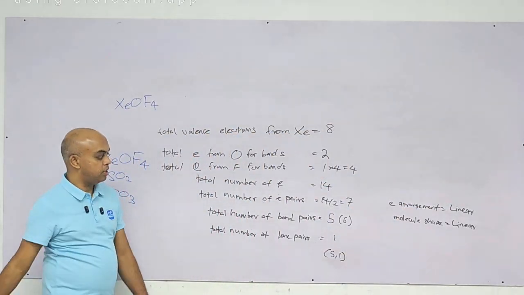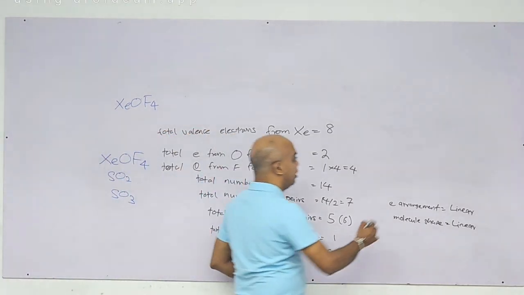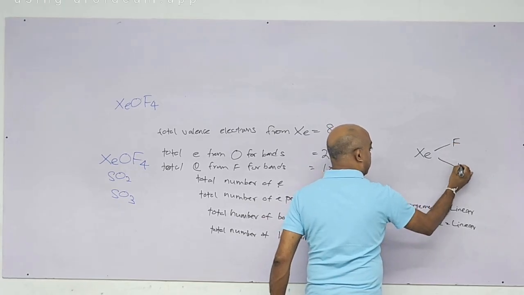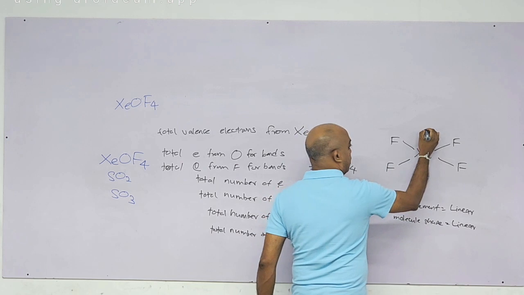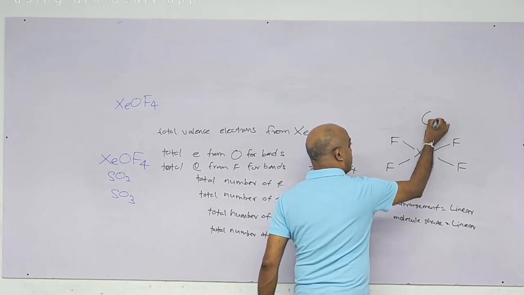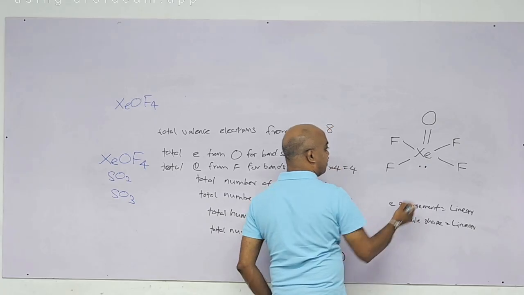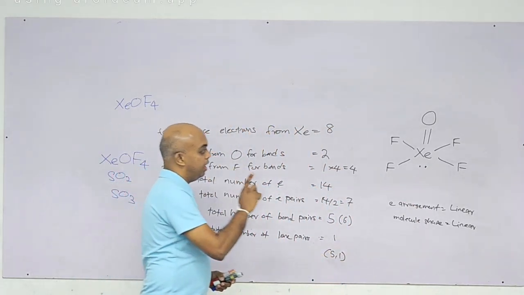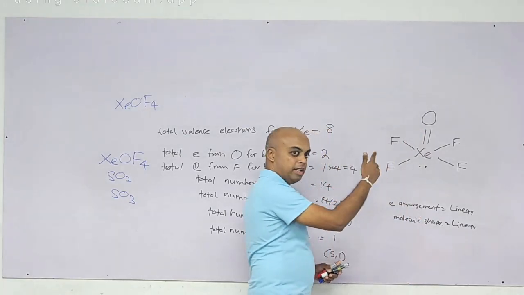Electron arrangement is, see, this is xenon. There are 4 in the plane like this, and xenon is creating a double bond with oxygen, and there will be a lone pair here. Are you happy? So this is XeOF4.